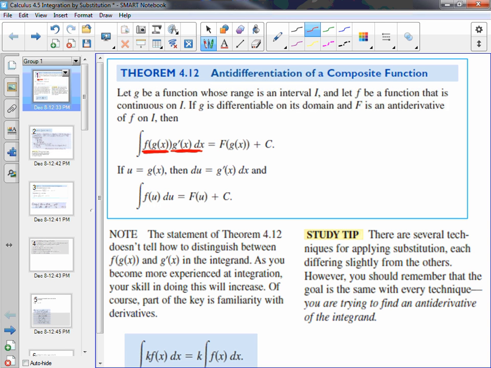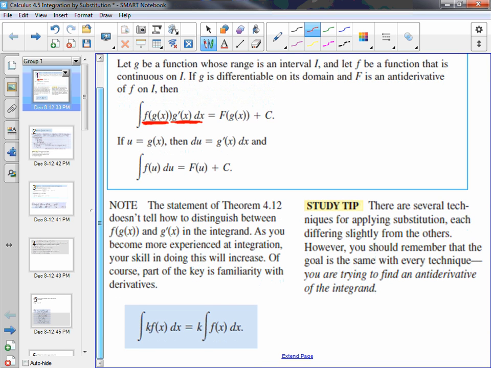Just bear with me. All right, now, note, the theorem doesn't tell you how to distinguish between that and that. In other words, the theorem doesn't tell you how to decide what's the F, what's the G, what's the G prime. We have to figure that out, and I will show you how to figure that out.